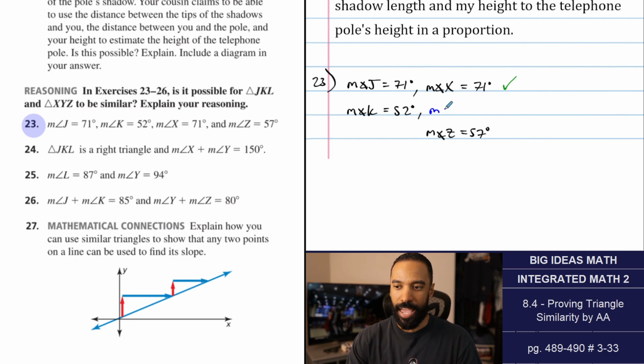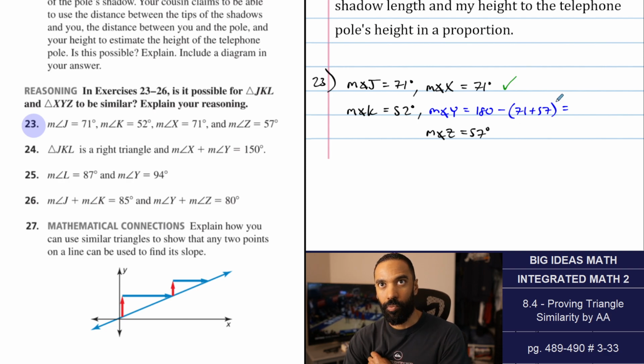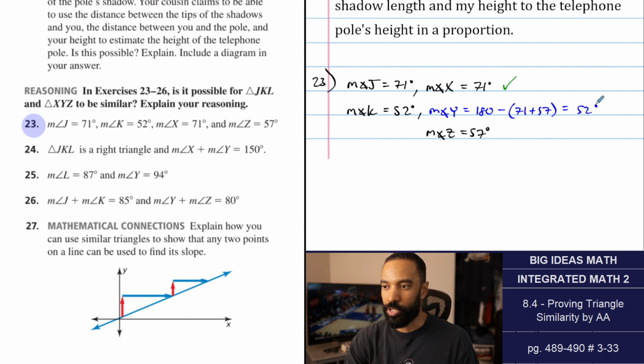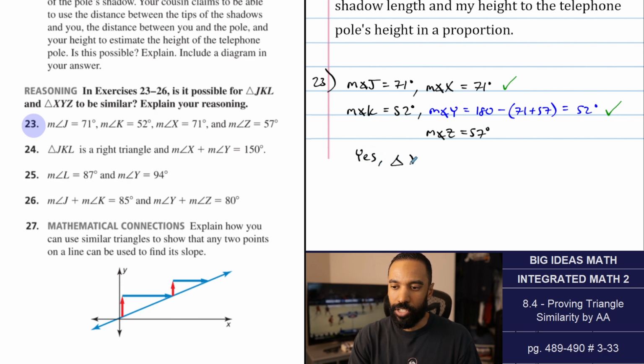Let's go for measure of angle Y, knowing that, I always want to write a J. Knowing that Z is 57 degrees, so 180 minus 71 plus 57, which is 180 minus 128, which is 52 degrees, which matches with measure of angle K. So, using angles, is it possible for them to be similar? Yes. Triangle JKL, and I didn't find angle L, but it must be 57, is similar to triangle XYZ.